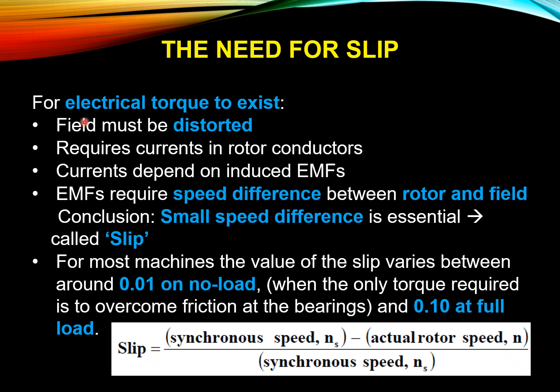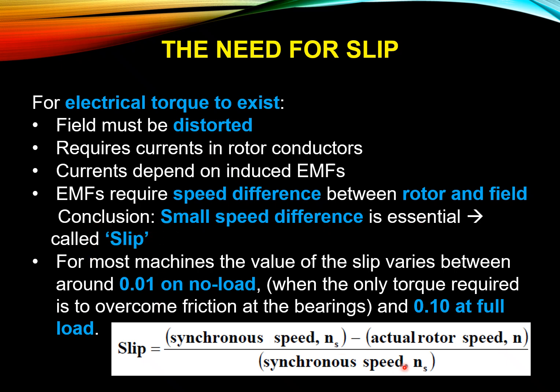Okay, for electrical torque to exist, I think previously I covered this. I've mentioned it a bit on the torque. For torque to happen, the field must be distorted, meaning it must have a gap. It requires current in the rotor conductors, and current depends on the EMF. So all this we understood. EMF requires a speed difference between rotor and field.